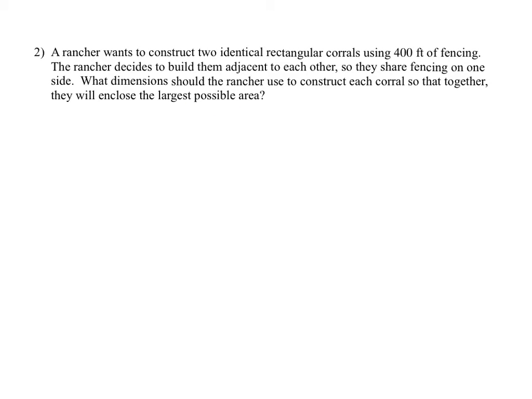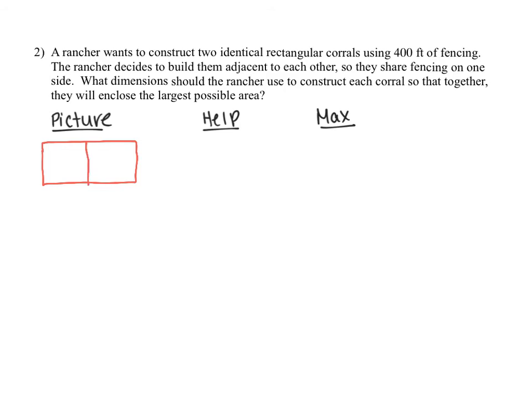All right, so same concept. We need a picture, we need a helper equation, and we need a maximization equation. So the picture is saying that we have a rancher that wants to create 2 rectangular corrals that are adjacent to each other. So here's my picture. They're rectangular and they share fencing on one side. Those are my 2 corrals. Then they tell us that the rancher wants to use 400 feet of fencing to do this. That is my helper equation.